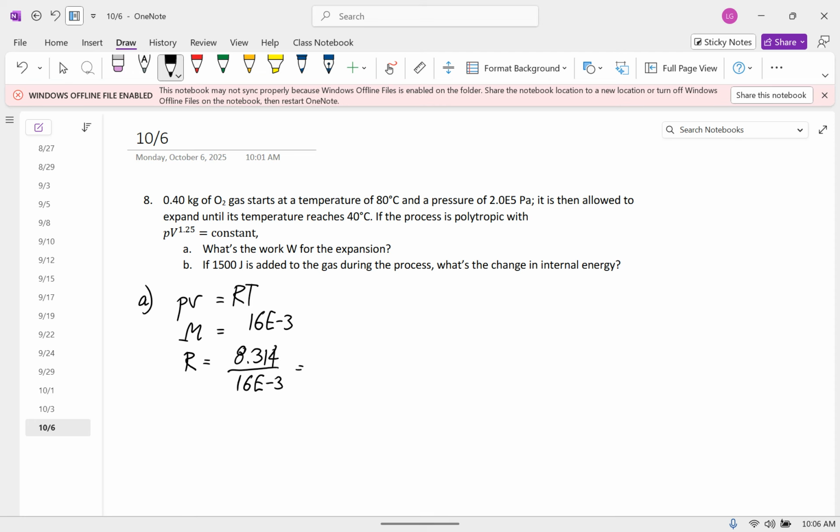Oh, and no, this is so M for oxygen would be this. That means that M for O2 gas would be 32 times 10 to the minus third. So you get 259.81.